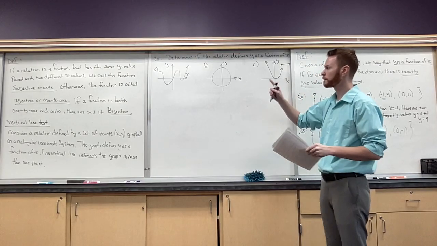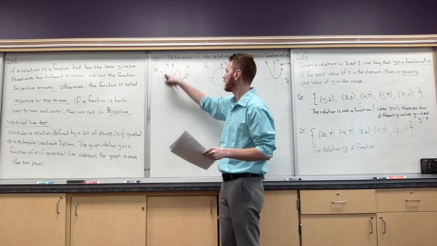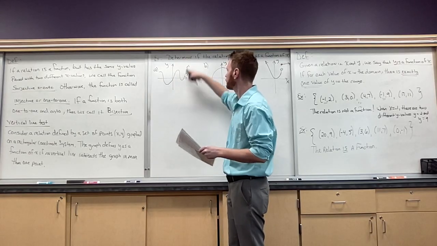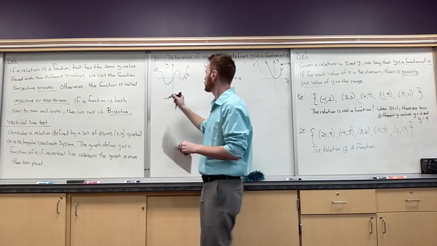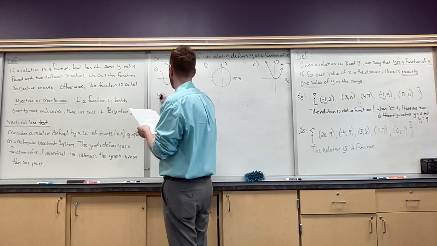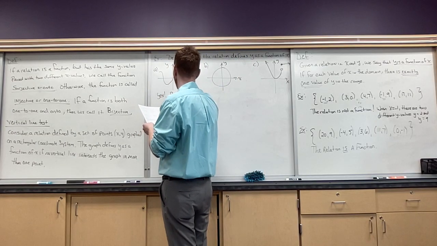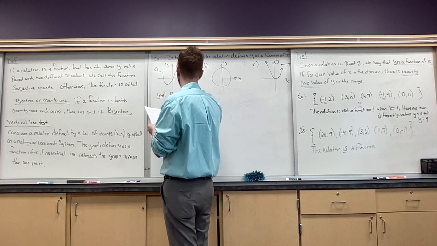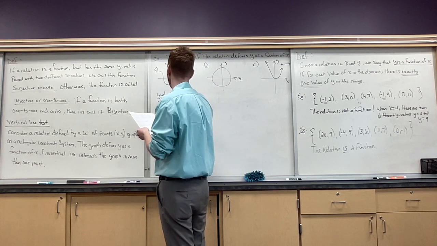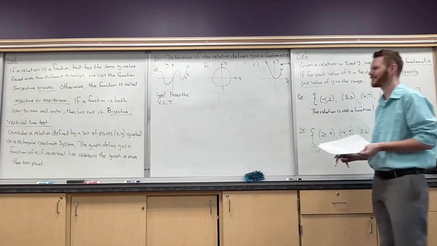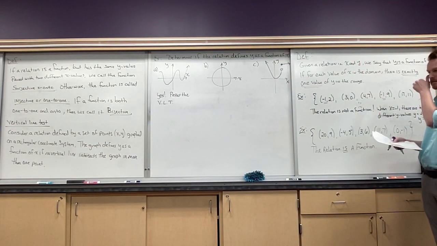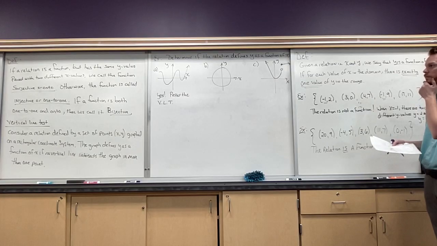But if I were to draw a vertical line at any of these spots, it's only gonna hit the function, or the relation I should say at the time, at one spot. So this would be yes, okay, passes the vertical line test. I'm going to abbreviate it, VLT. We'll say yes, passes the vertical line test. Okay, so it's a function.